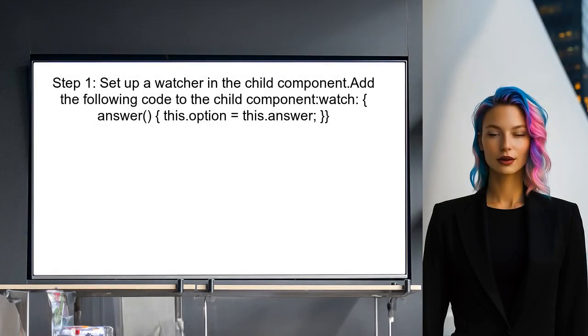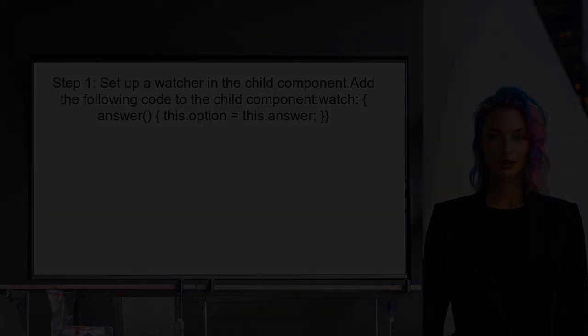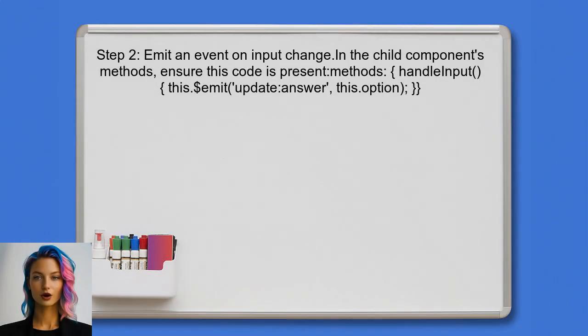pitfalls. To achieve true two-way binding in Vue, the user should ensure that the child component reacts to changes in the parent component's data. This can be done by using a watcher in the child component to monitor the answer prop. Next, the user should ensure that the child component emits an event whenever the selected option changes. This will allow the parent component to update its data accordingly.